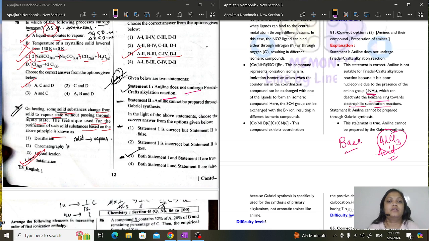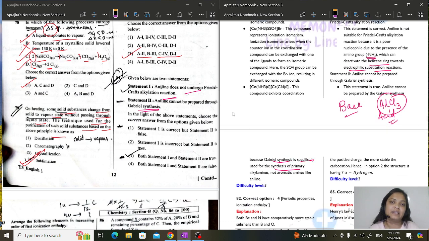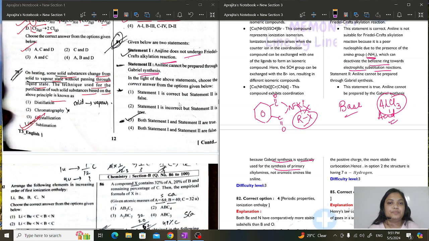Aniline cannot be prepared through Gabriel synthesis because Gabriel synthesis is used for primary alkylamines, not for aromatic amines. In Gabriel synthesis we get this type of complex, C=O, C=O, N-K+, which reacts with RX. So if it is aniline, this cannot be done. So yes, the answer is both the statements are true.